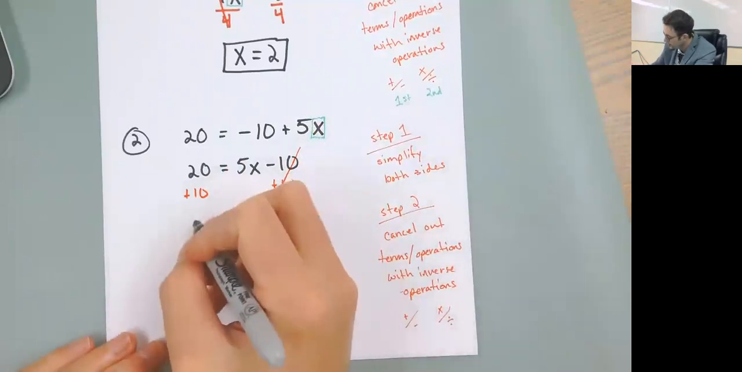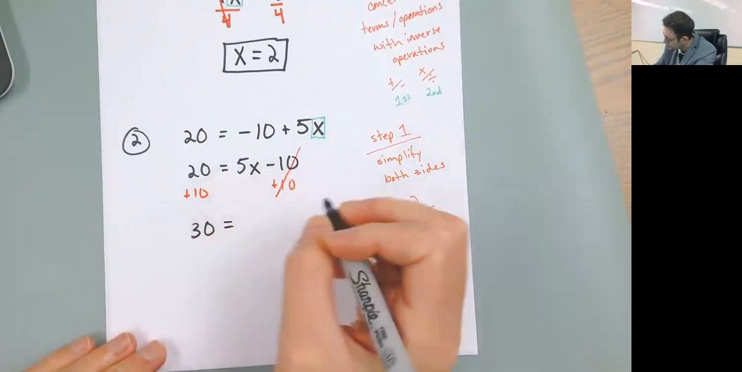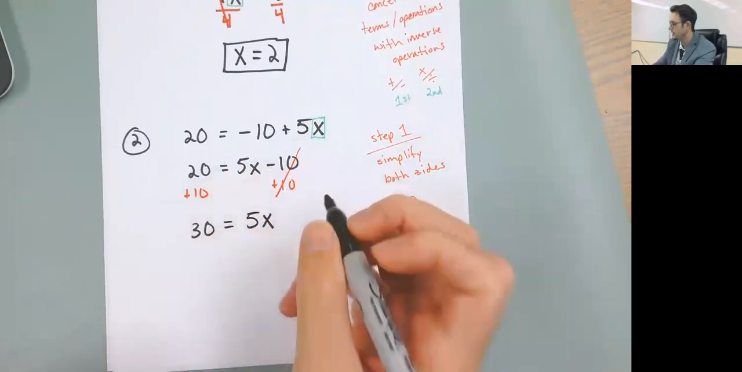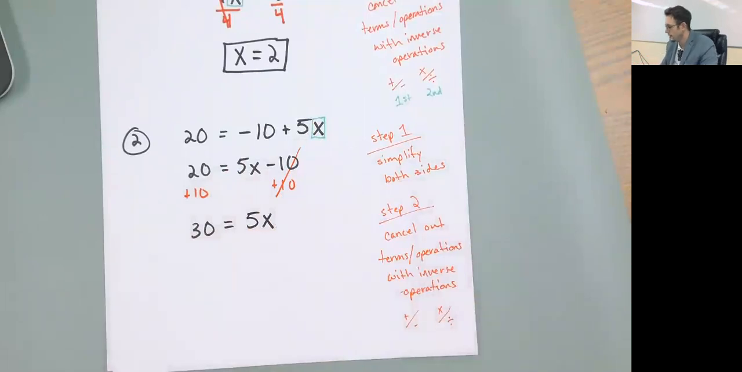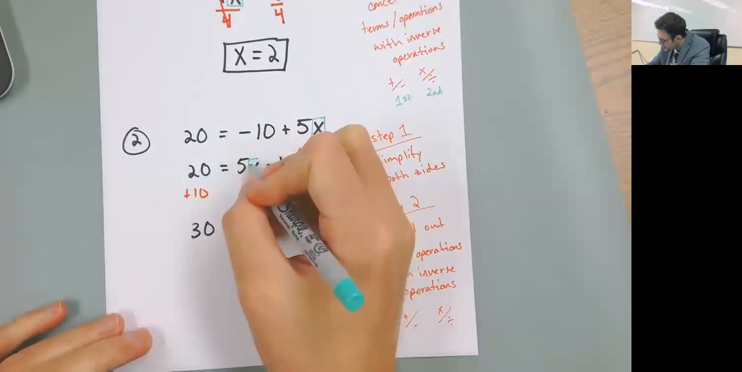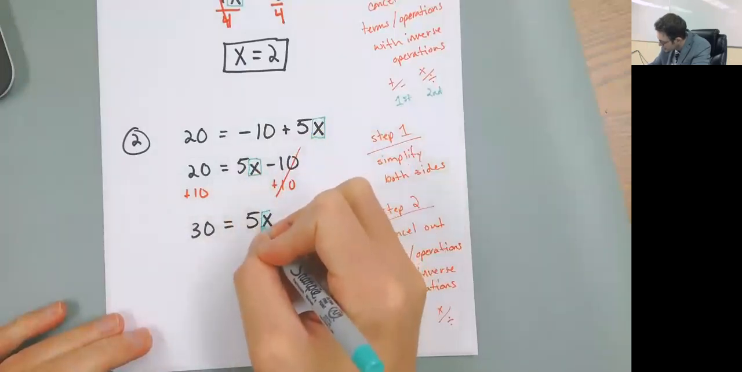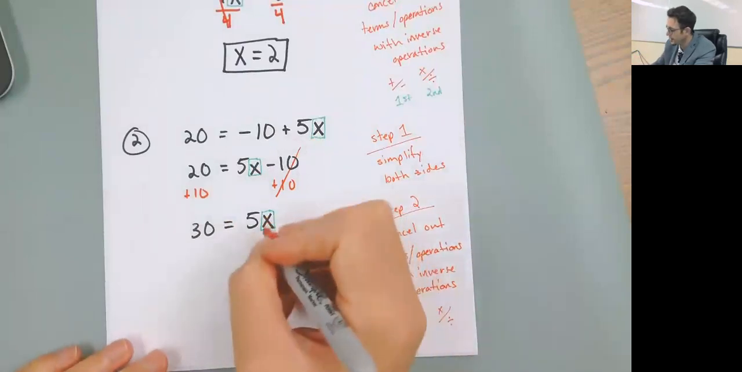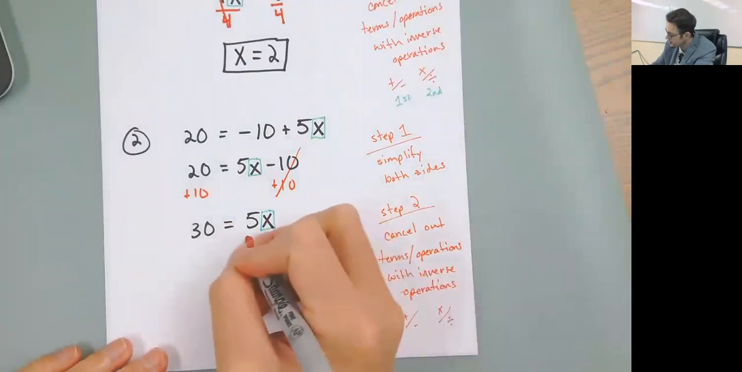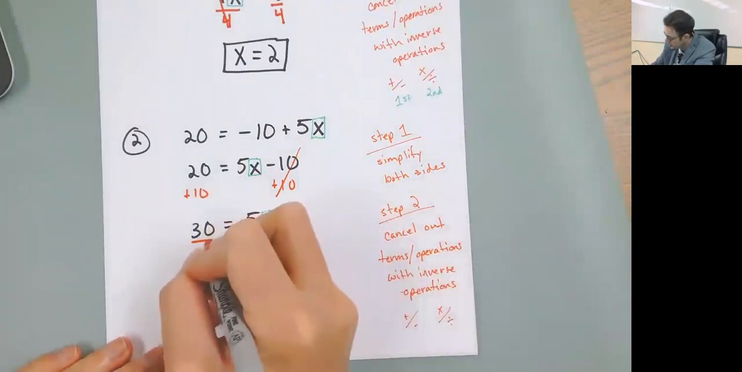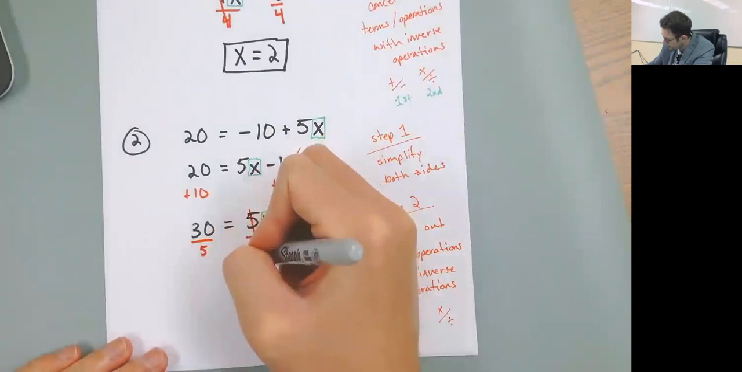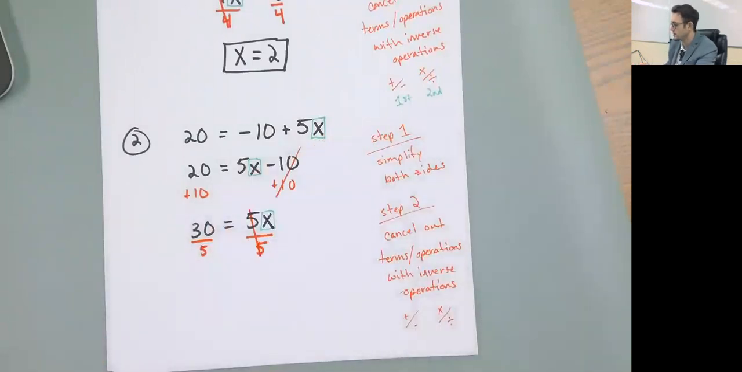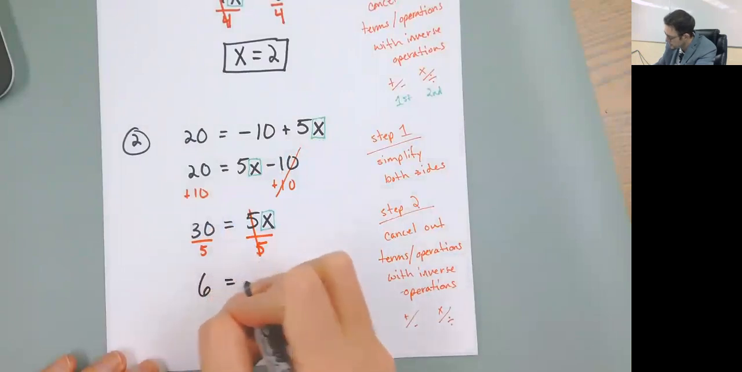So now I have 30 equals 5x. Next thing I need to cancel out is the multiplication. I'm trying to get x by itself, that's always the focus. So, to get rid of multiplication, you do the inverse operation, which is division. Divide by 5, divide by 5. So we're going to get 6 equals x.